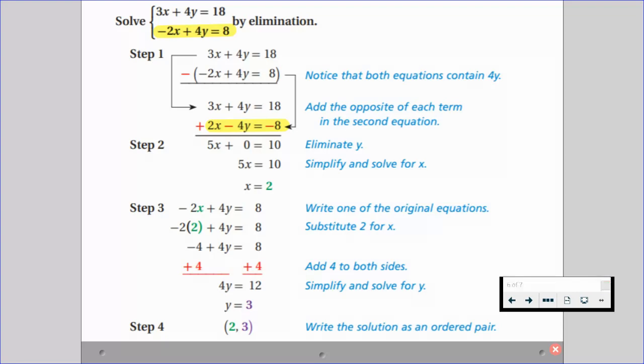So you know what? I'm going to change this. No me gusta. Multiply by -1.